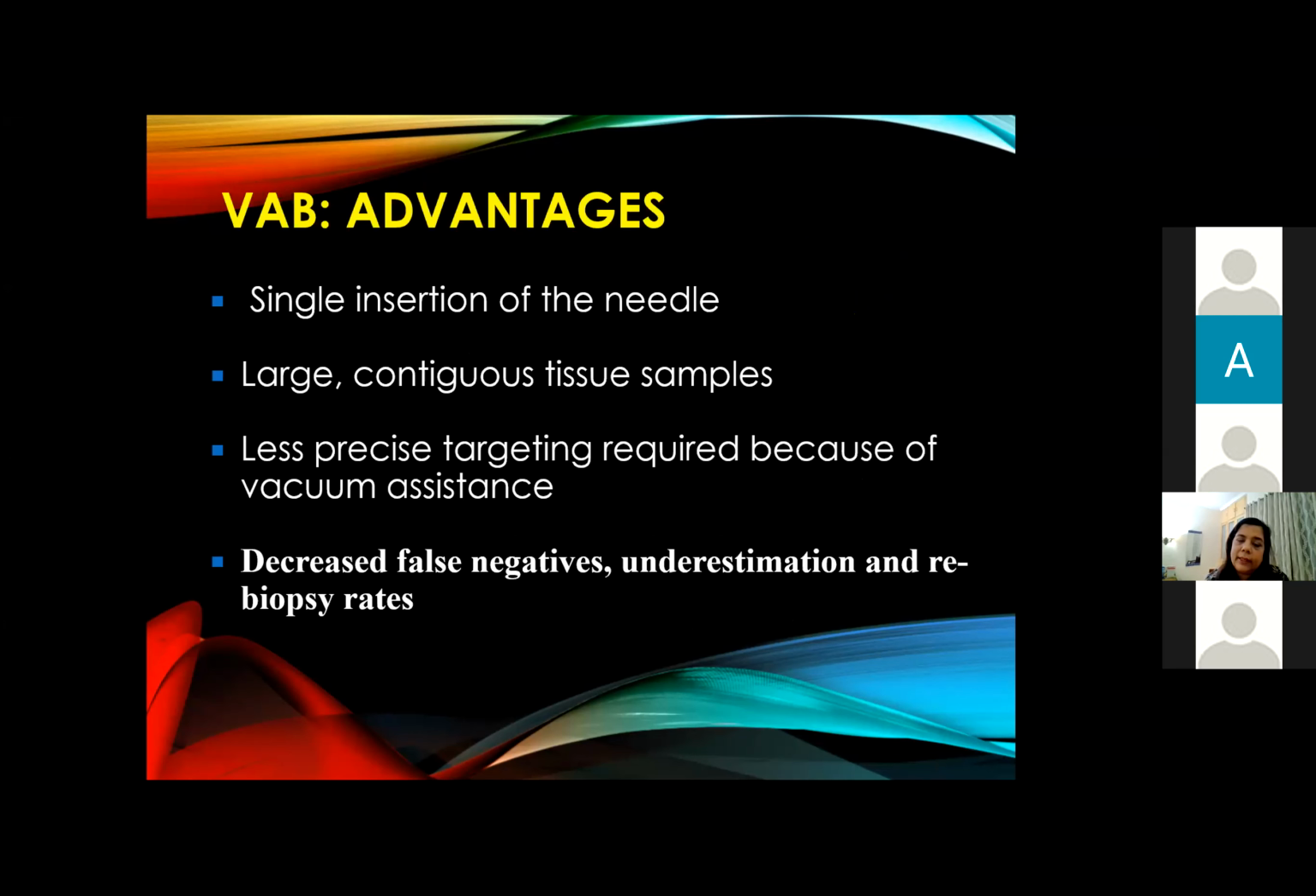So large contiguous tissue samples, I would say there is no limit to the amount of tissue taken out with VAB. In fact, you can excise the whole abnormality which is seen on the ultrasound image. And even the targeting, you don't need to be very accurate because vacuum is very powerful and it is going to assist you. So all these features result in decreased false negatives, decreased underestimation, and you don't need a rebiopsy.